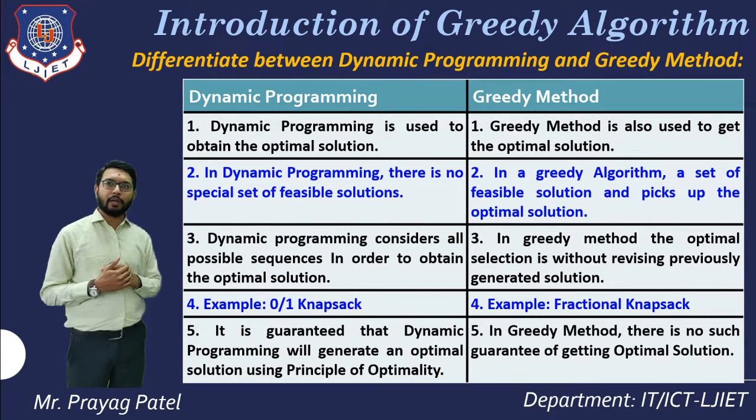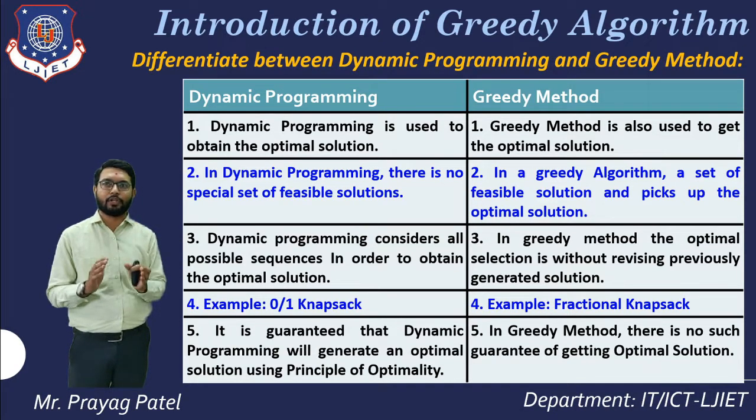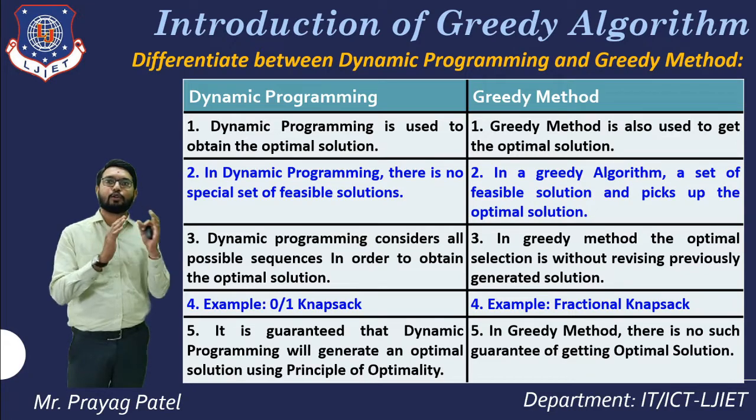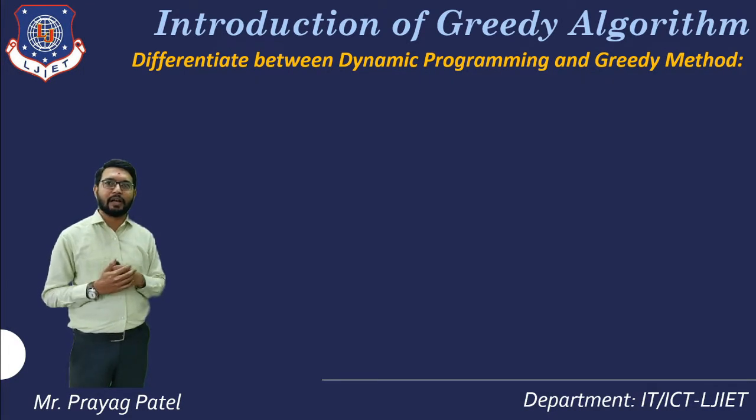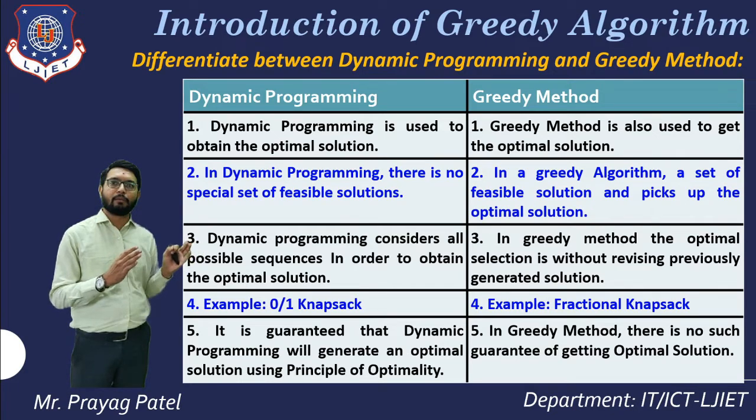Third point is dynamic programming considers all the possible sequences in order to obtain the optimal solution. It means in dynamic programming we consider each and every option and put the answer of each option into one table, and after that a backtracking process is done and we find the optimal solution. So consider this point as for dynamic programming.